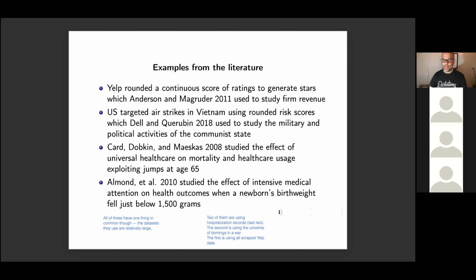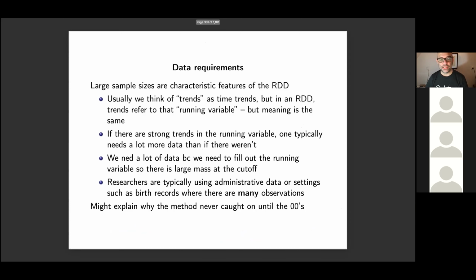One of the characteristics that I want you to keep in mind is that RDD is a data intensive procedure. The data requirements for RDD typically are really large samples. And it's probably partly for this reason why Donald Campbell's work never really caught on, because large data sets are digitized data sets, and that digitization was slow to happen.